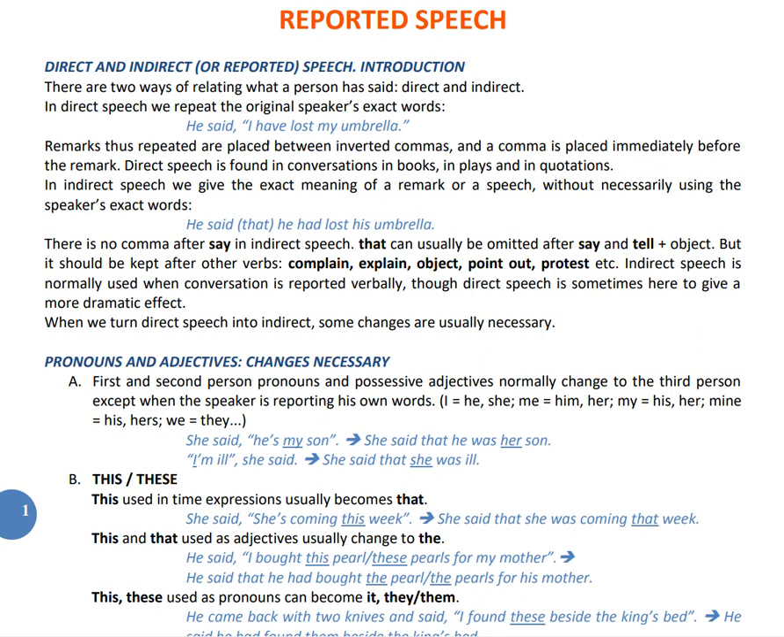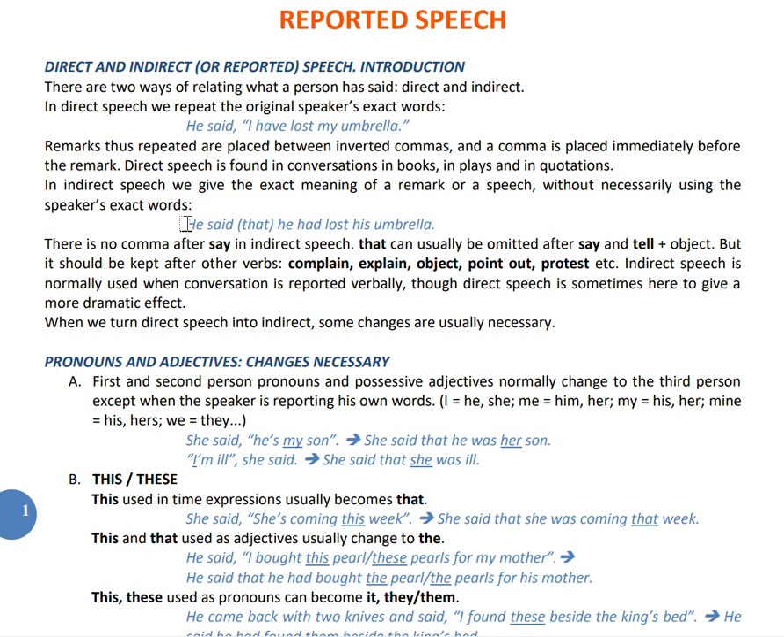Now, remarks thus repeated are placed between inverted commas, and a comma is placed immediately before the remark. Direct speech is found in conversations, in books, in plays, and in quotations. In indirect speech, we give the exact meaning of a remark or a speech without necessarily using the speaker's exact words.